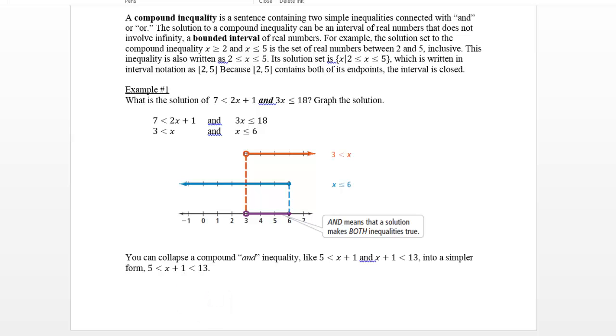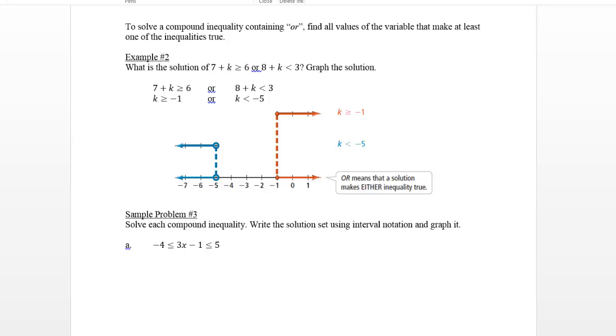Now if we move down, we have a compound inequality containing the "or" statement. Again, we are simply going to solve each simple inequality by itself and graph each one of those separately. You can see in this case that the "or" statements don't have an overlapping portion. They both go towards infinity in opposite directions. And so what this means is that whatever you get for the variable can make either one of the inequalities true in any given situation.